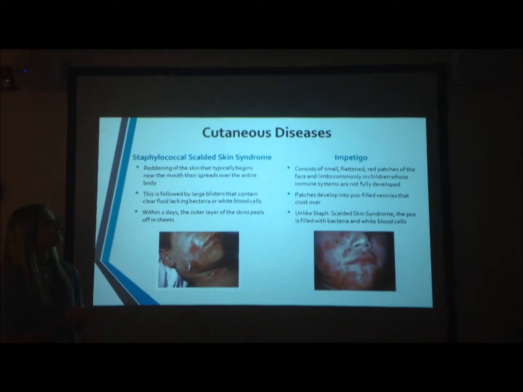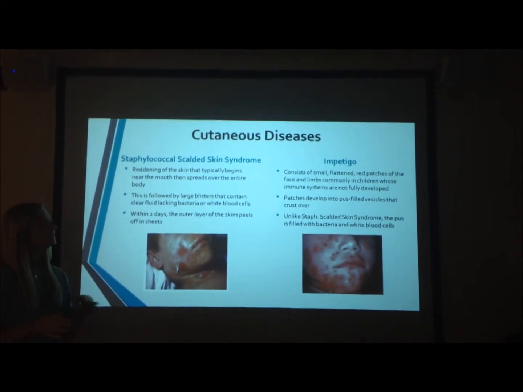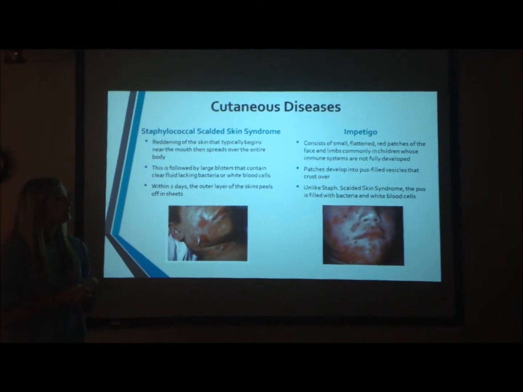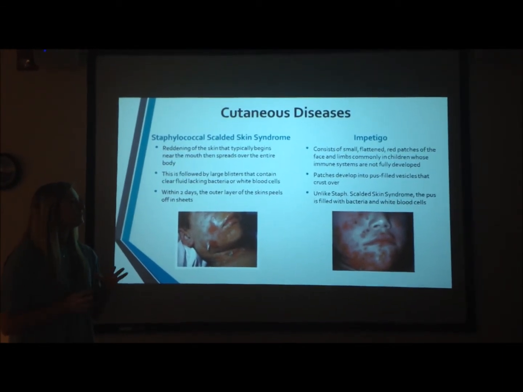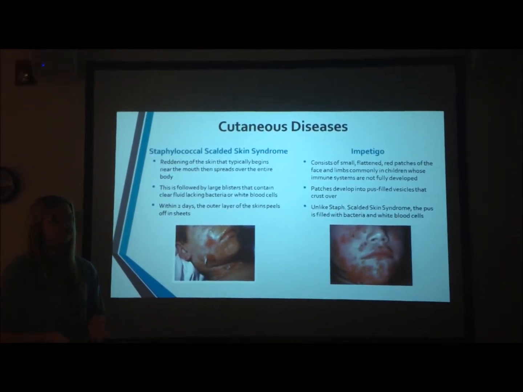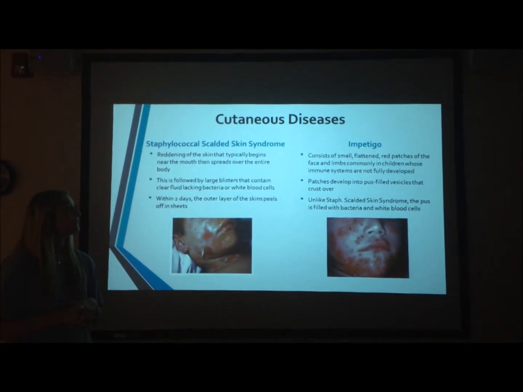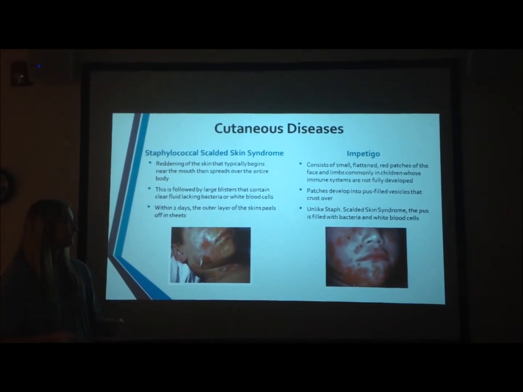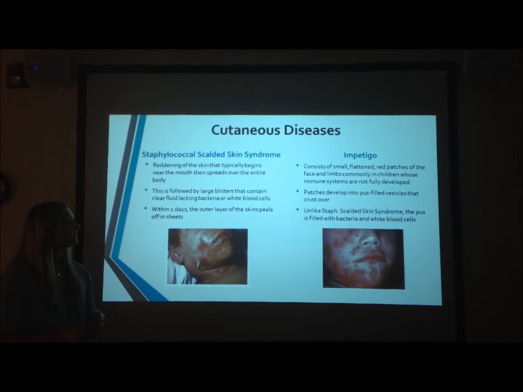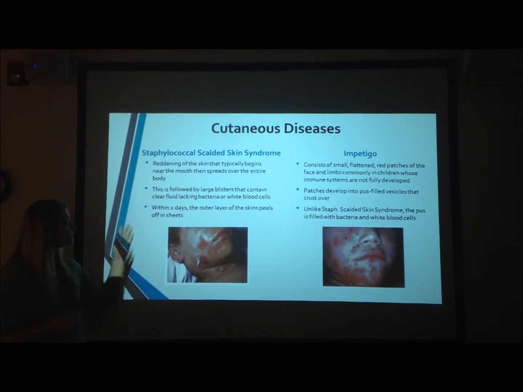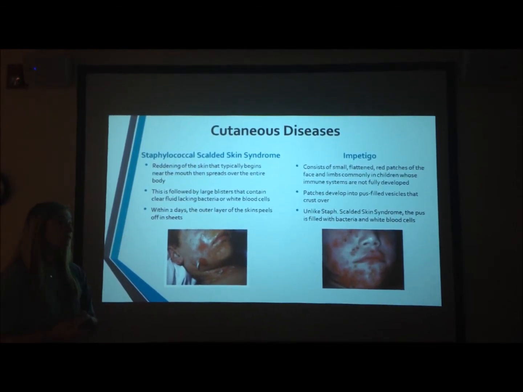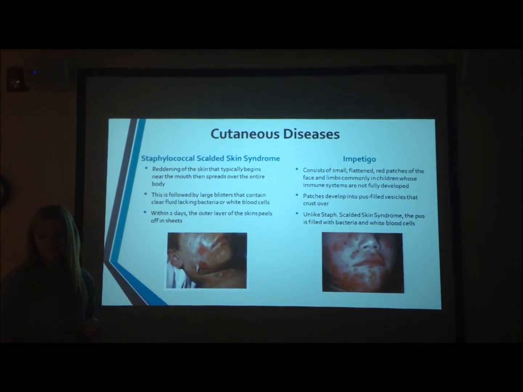Another cutaneous disease would be impetigo. This consists of smaller, flattened red patches on the face and limbs, commonly in children whose immune systems are not fully developed. Patches develop into pus-filled vesicles that then crust over. Unlike staphylococcal scalded skin syndrome, which we discussed here, the pus is filled with bacteria and white blood cells.